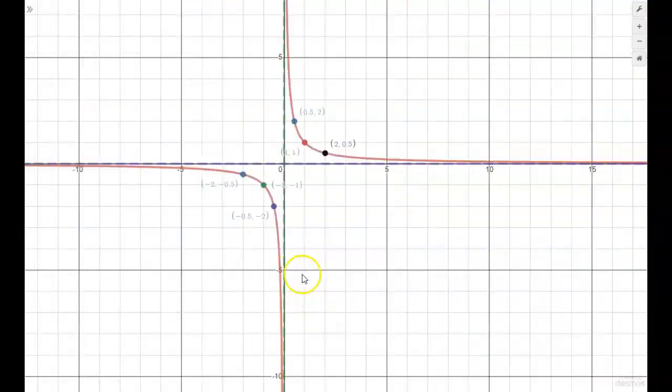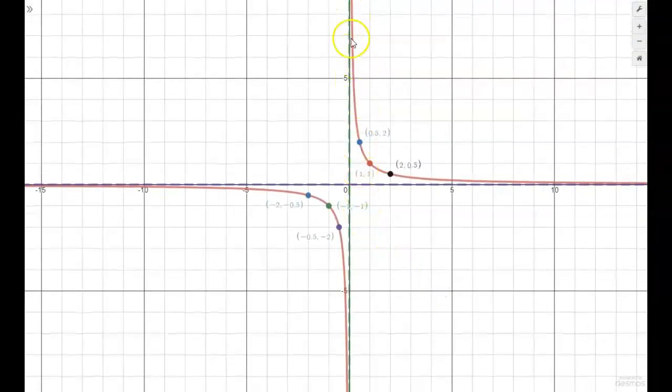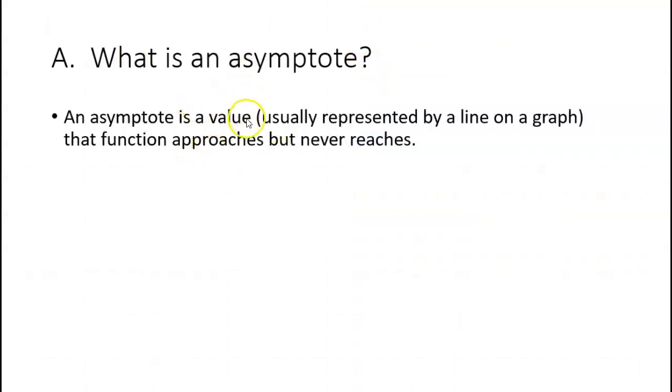And what an asymptote is, it basically just is a value represented by these lines that the graph can get closer and closer to, but it will never actually reach. So that brings us to our definition of an asymptote. An asymptote is a value, usually represented by a line on a graph, that a function approaches but never reaches. Okay?